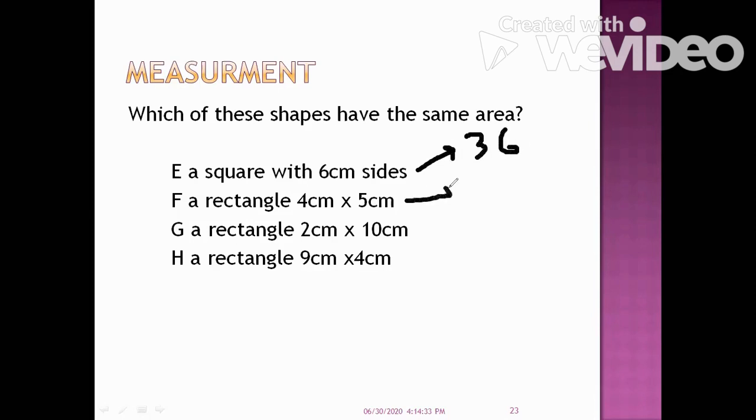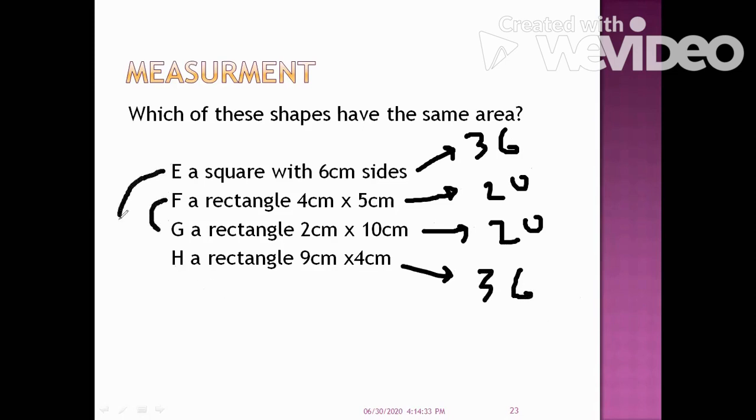All right, and you just multiply that one. 4, 5 is what? 20. 2 times 10 is also what? 20. And 9 times 4 is 36. So when you notice, F and G are equal, and E and H are also equal.